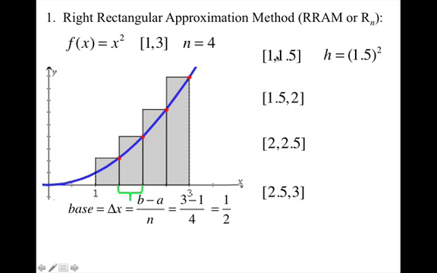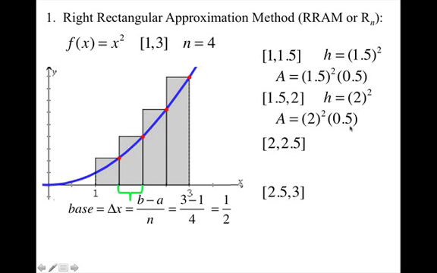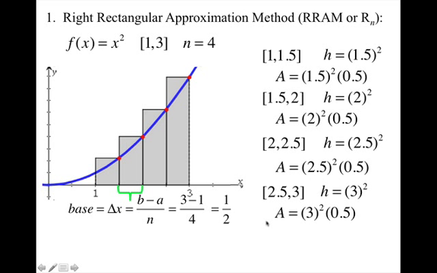So that means I'm going to take my right endpoint, 1.5, plug it into my function to get the height of the rectangle. And then my base is the change of x, so 0.5. And then I'm going to keep doing it. So the next one, I put 2 in, so I get 2 squared multiplied by 0.5. Then I'm going to put in 2.5 and square that and multiply by 0.5. Then I'm going to plug in 3 squared multiplied by 0.5. And then what I'm going to do next is I'm going to add all of these up.